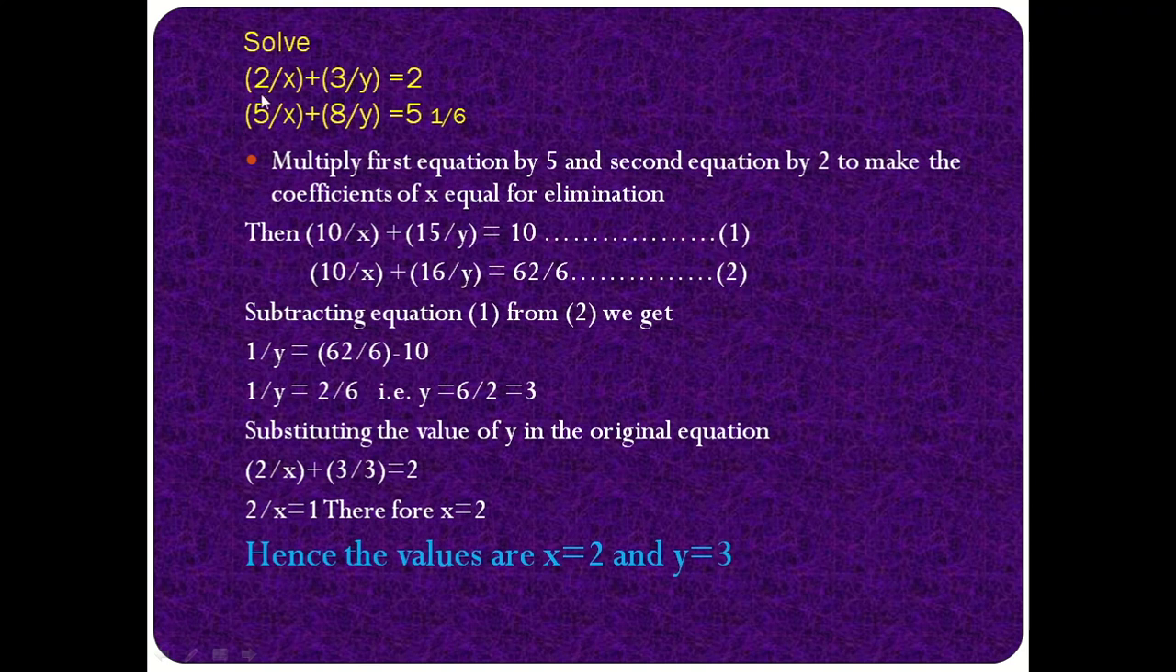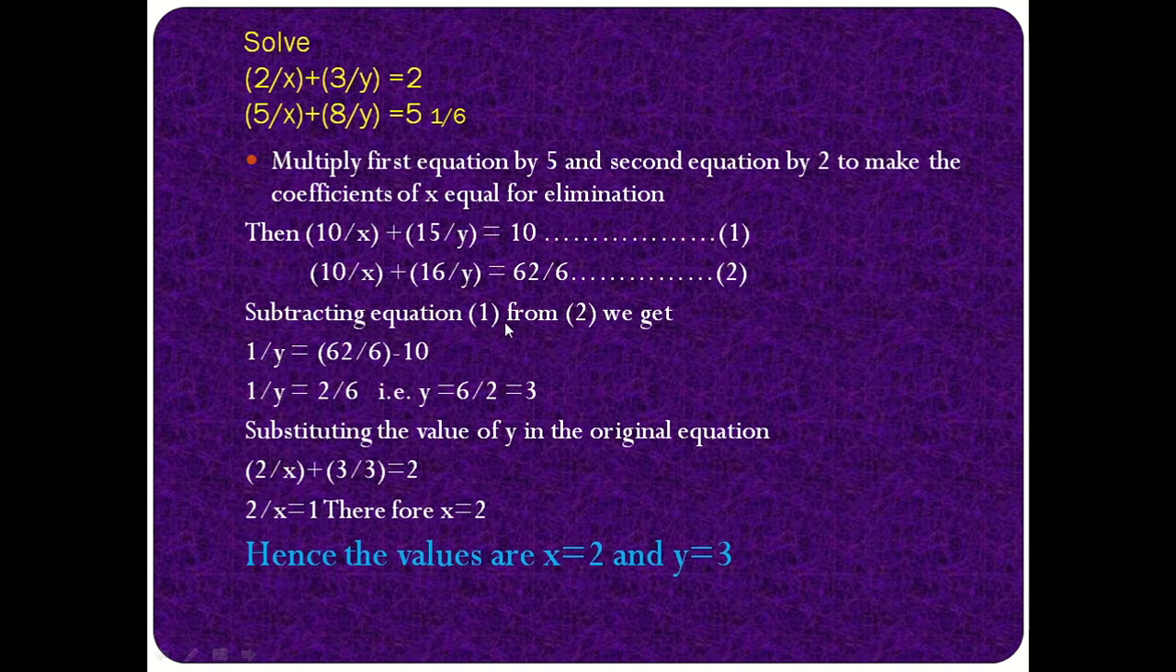So when you multiply, the equations will be 5 into 2, 10 divided by x plus 5 into 3, 15 divided by y is equal to 5 into 2, which is 10. Equation number 1. Here you are multiplying with 2: 5 into 2, 10 divided by x plus 8 into 2, 16 by y is equal to 31 into 2, which is 62 divided by 6. That is equation number 2.